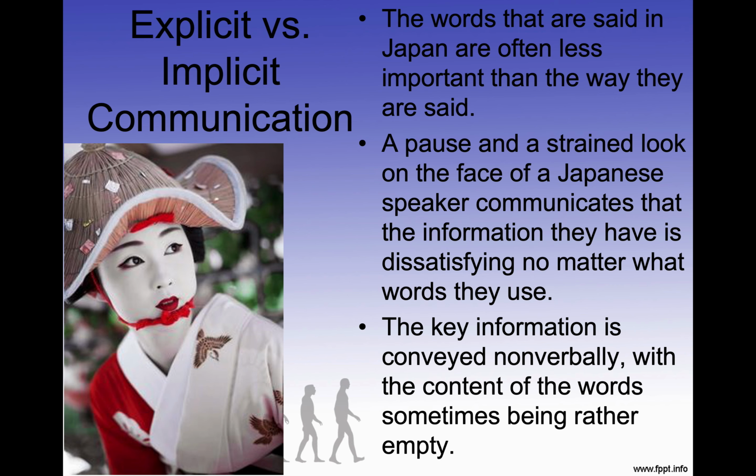A pause and a strained look on the face of a Japanese speaker communicates that the information they have is dissatisfying no matter what the words they use. And they're always trying to save face. They never want to embarrass the person that they're talking to. So they may tell them what sounds like yes, but which, because of the way that they communicate it, means no. The key information is conveyed non-verbally, with the content of the words sometimes being rather empty.